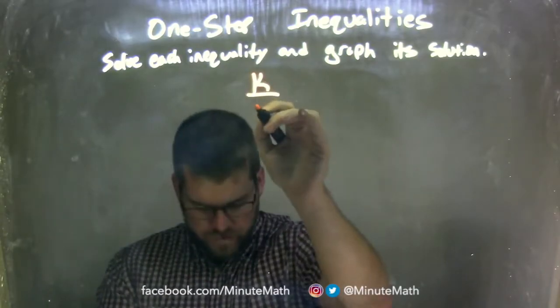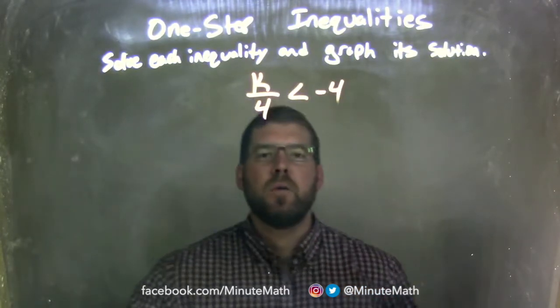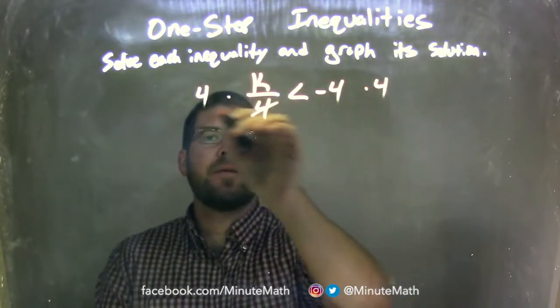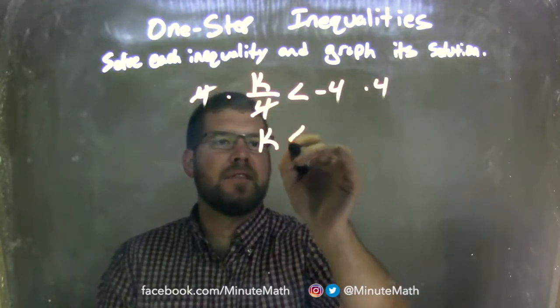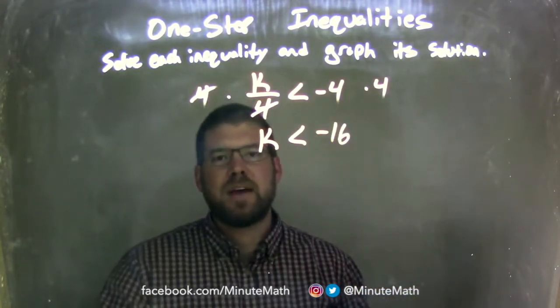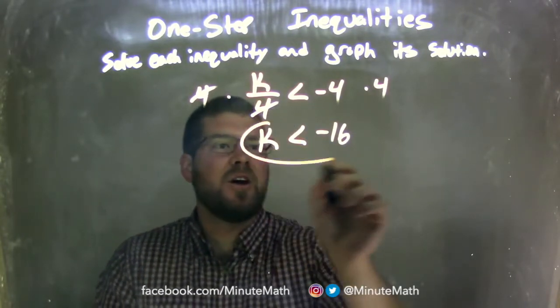k over 4 is less than negative 4. Well, to get k by itself, I multiply by 4 to both sides. That eliminates the 4 on the left, giving me k is less than negative 4 times 4, which is negative 16. So k is less than negative 16, and there we are. k is by itself, looking great.